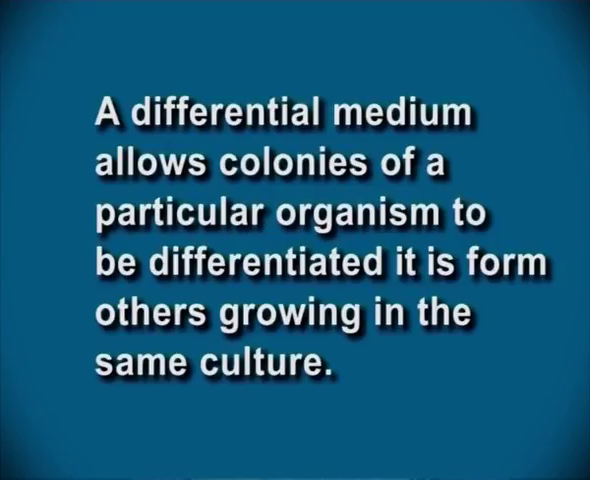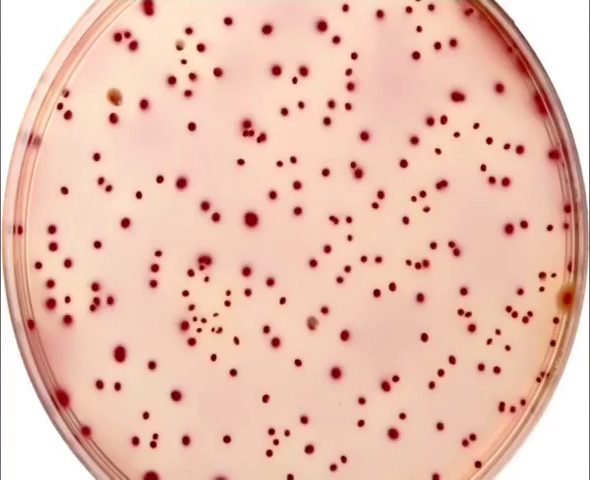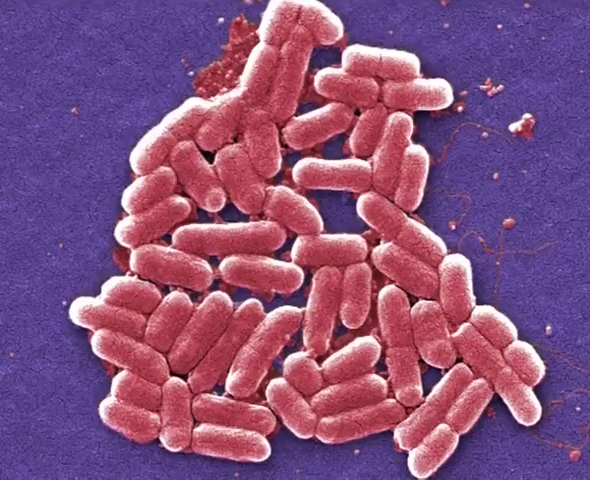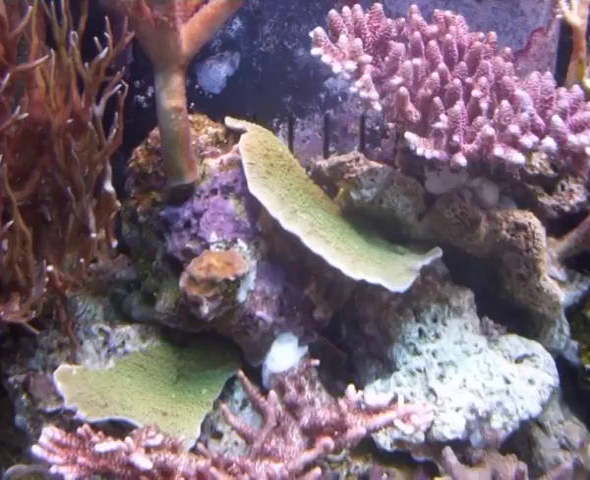Let's learn about differential medium. A differential medium allows colonies of a particular organism to be differentiated from others growing in the same culture. These media provide environments in which different bacteria can be distinguished from one another. For instance, violet red bile agar is used to distinguish coliform bacteria such as Escherichia coli or E. coli from non-coliform organisms. The coliform bacteria appear as bright pink colonies in this media, while non-coliforms appear light pink or clear.